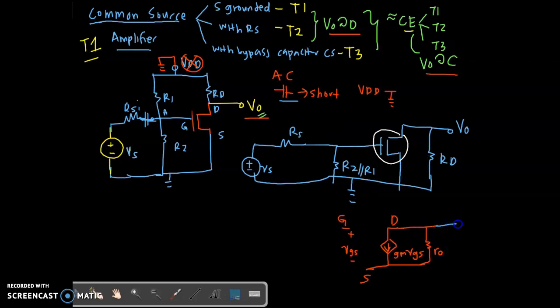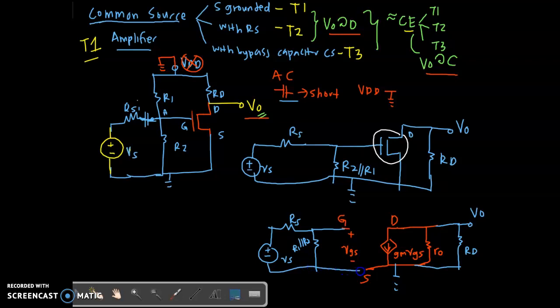Now we're going to extend this to the three terminals. Where is your drain? This is your drain. Your drain is connected to your RD and then goes to your V out, and again, this one also will be grounded. How about your source? Source is directly with ground, and then your gate will be connected to your R1 parallel to R2, and then you have your RS, and this will be your input signal VS, and the whole part will be totally ground. So you are done with the small signal equivalent for your common source amplifier.